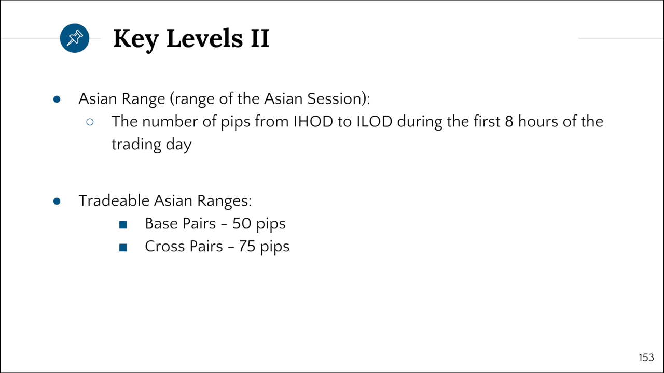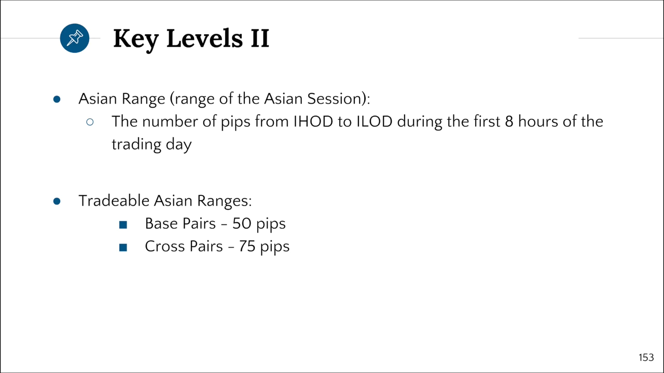If you reference back to the earlier chapters when we talked about base pairs versus cross pairs, we're going to tie that together now by explaining that base pairs, you never want to trade if they have an Asian range value greater than 50. For any cross pairs, you don't want to trade them if their Asian range value is greater than 75.